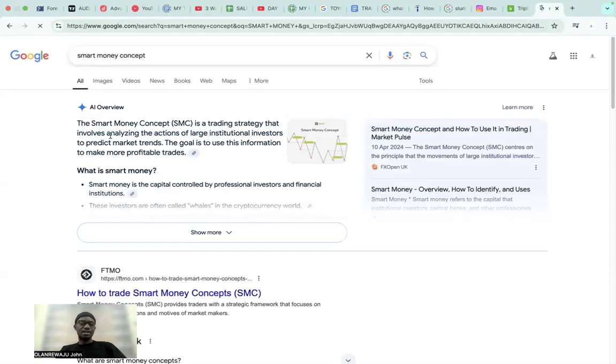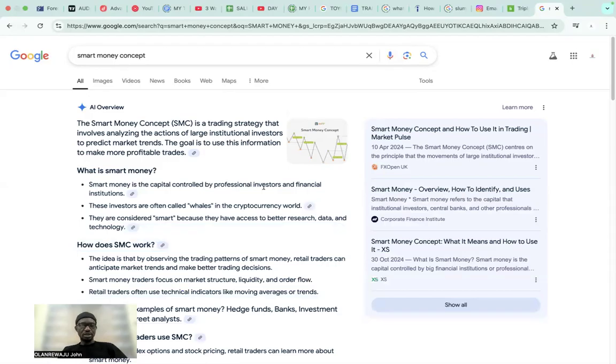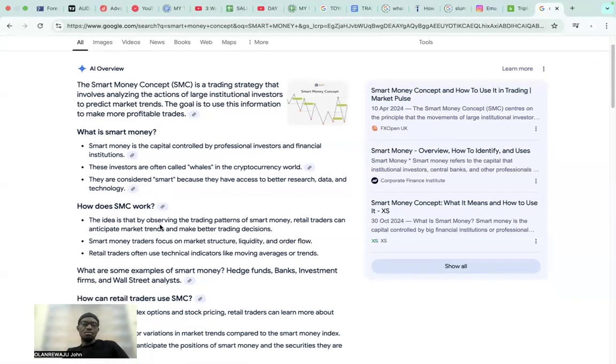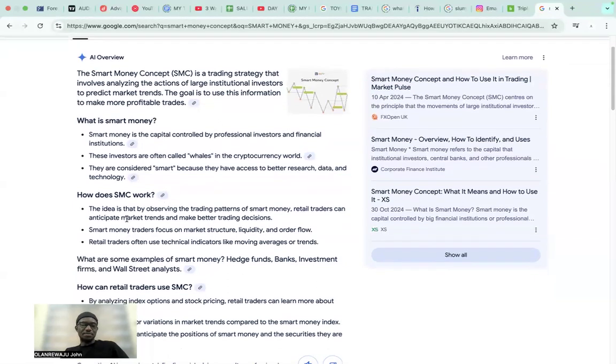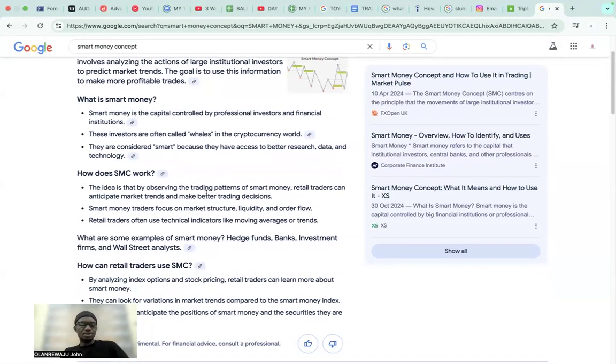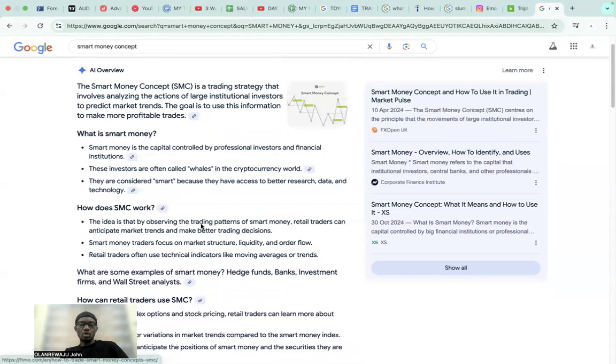It's a trading strategy that involves analyzing the actions of large institutional investors to predict market trend. The goal is to use this information to make more predictable trades. Smart money is the capital controlled by professional investors and financial institutions. The idea is that by observing the trading pattern of smart money, retail traders can anticipate market trend and make better trading decisions. Smart money traders focus on market structure, liquidity, and order flow. Retail traders often use technical indicators like moving average or trend. And you can go on and on.